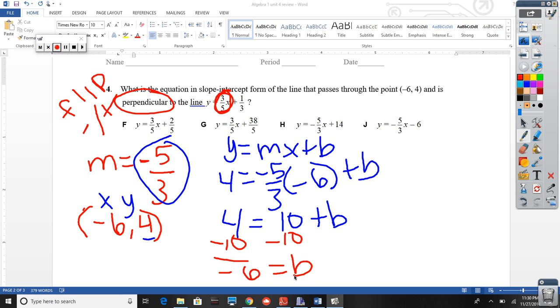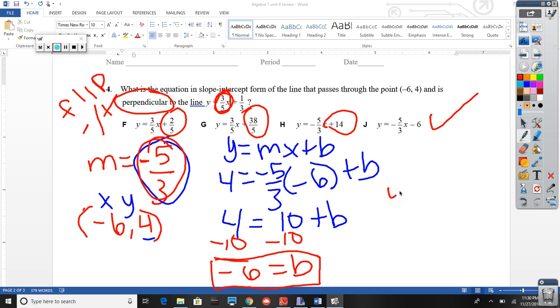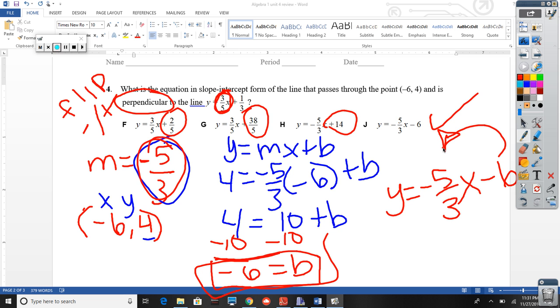So, I mean, it's kind of nice already that just by finding the negative 6, I already know this is my answer. This one's a 14, that's that. So that didn't work out, right? But even if I wanted to finish writing it out, I can use the slope that I had found. And then I can use the b that I just found here. And that looks exactly like that, so my answer is J.